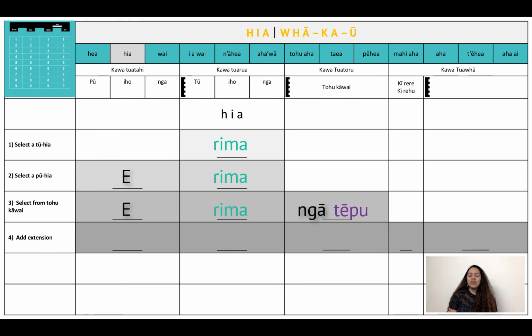Ka pai? Then you can obviously reversion. Now what we mean by reversioning is you should know that you can actually change the number or change the object to pretty much anything and reversion that same phrase. By now we should have e rima ngā tepu.